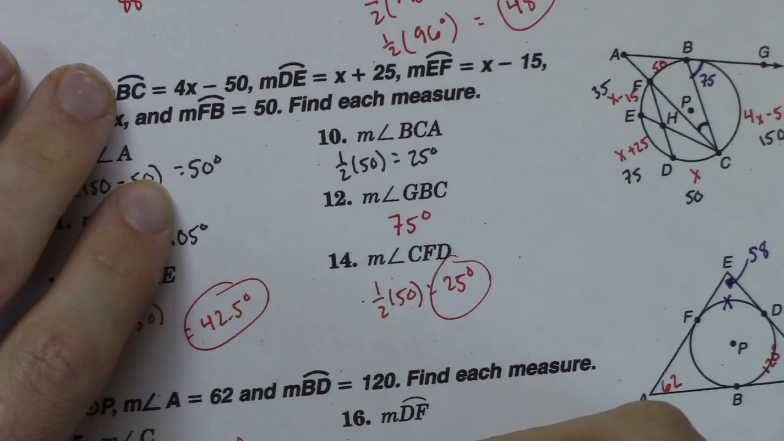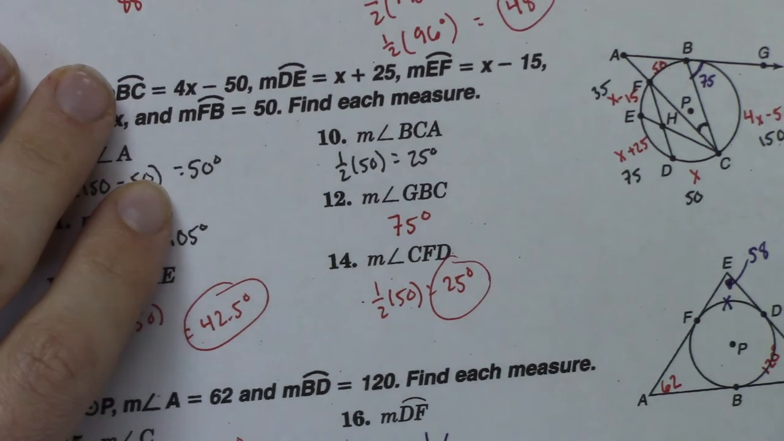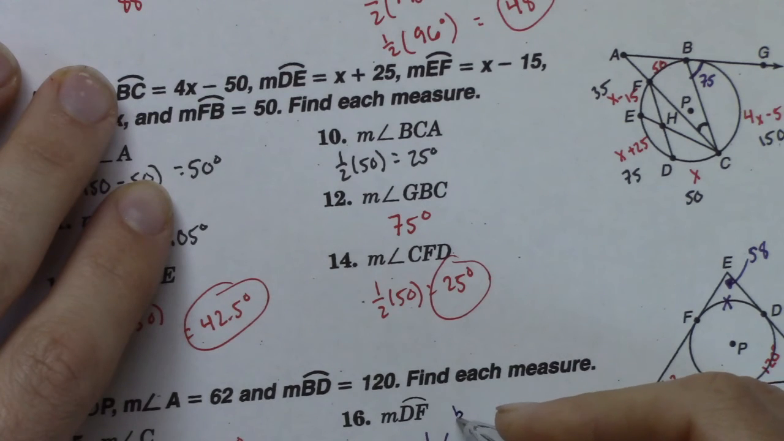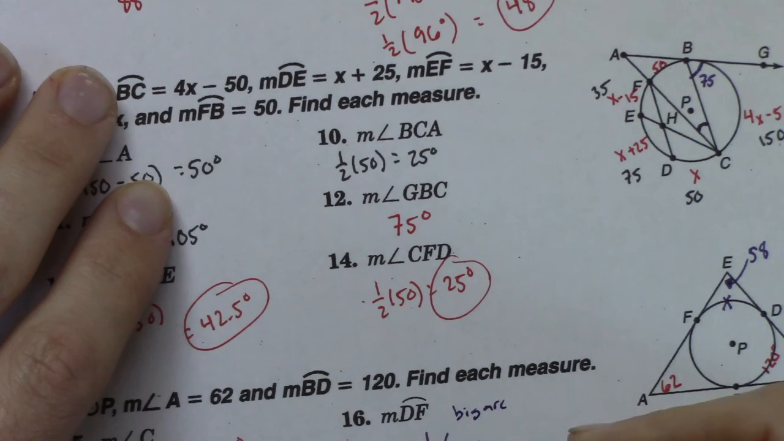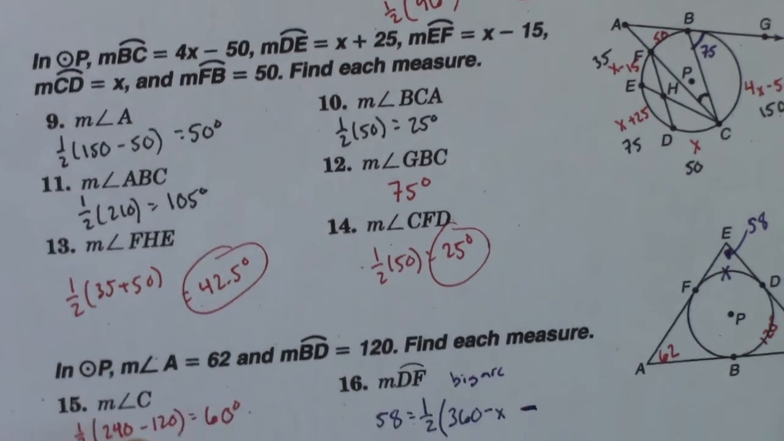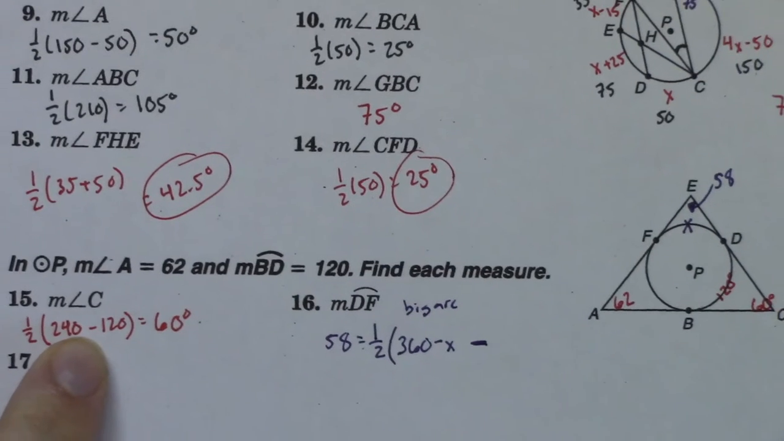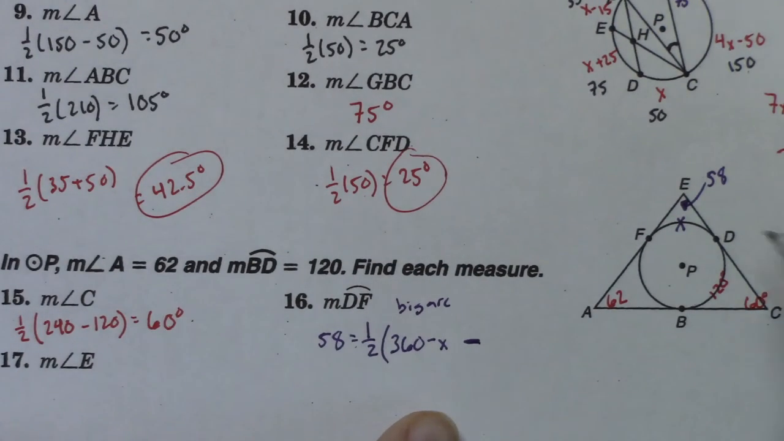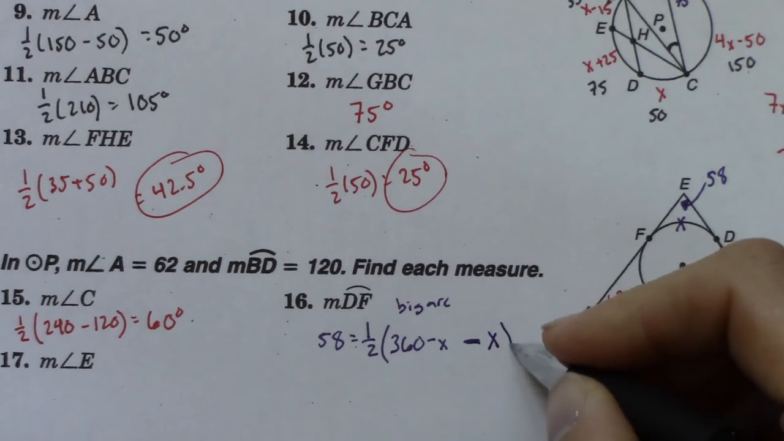So that means 58 must be equal to 1/2 the big arc. What is the big arc? The big arc is 360 minus X. This chunk right here, DBF, must be the rest of the circle. That is your big arc. And I need to subtract, because that's what my rule says. My rule says to subtract the small arc, which we've named as just being X.